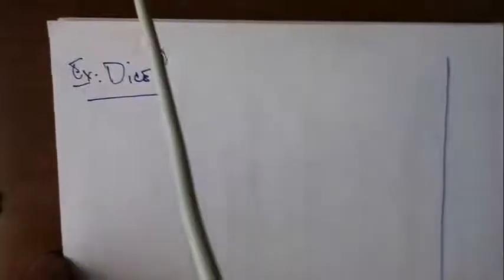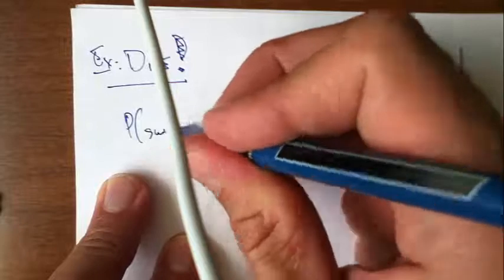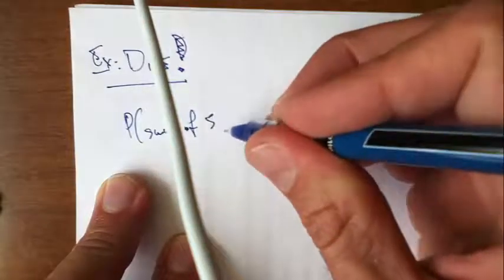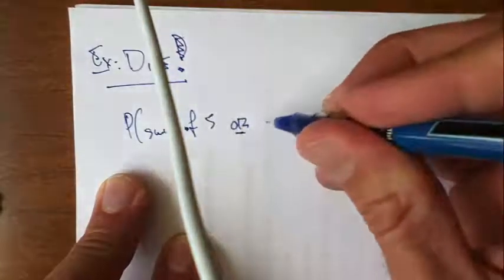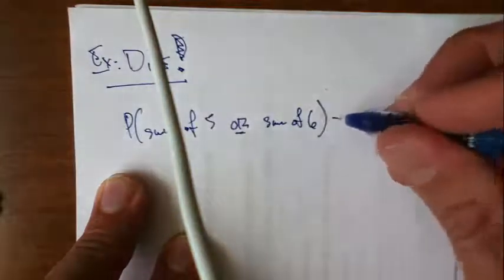Okay, so let's do some more examples here with dice. We're rolling two dice. One's a black one and the other is a white one, just to keep them apart. Maybe I'm interested in the chance that I get a sum of 5 or a sum of 6. Maybe if one of those two things happens, then I win a prize.